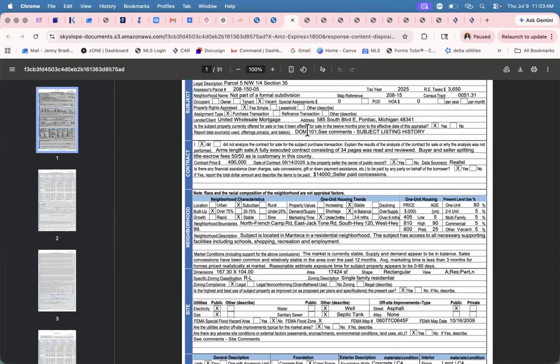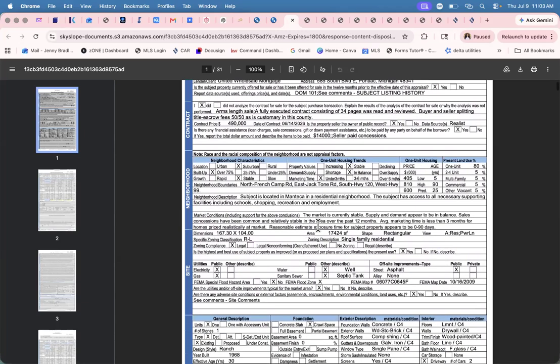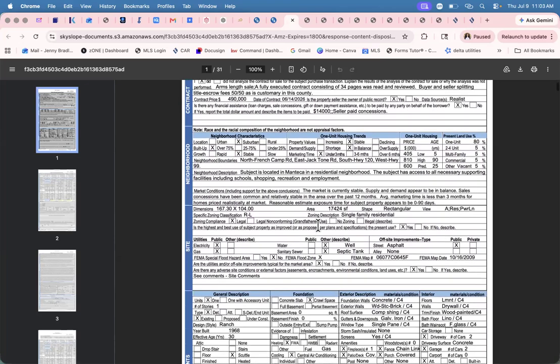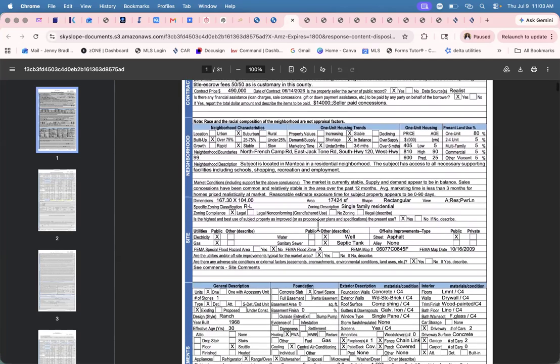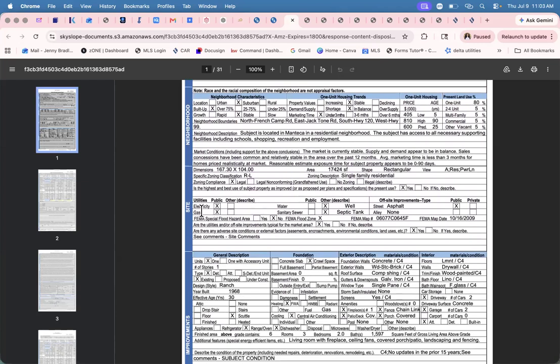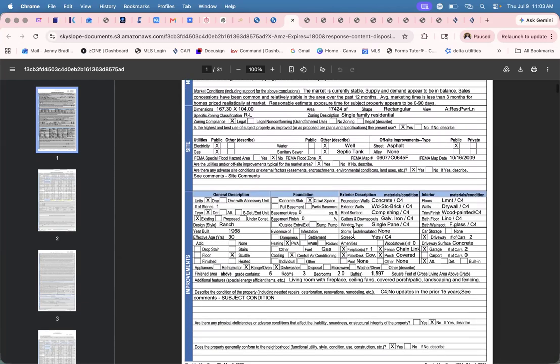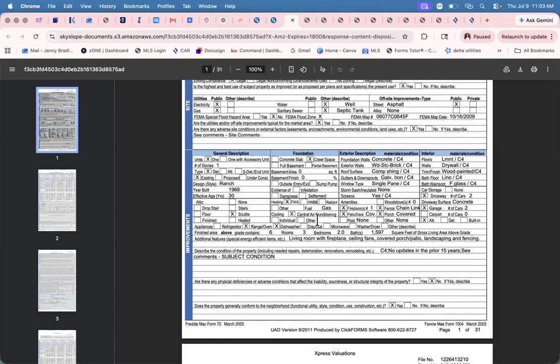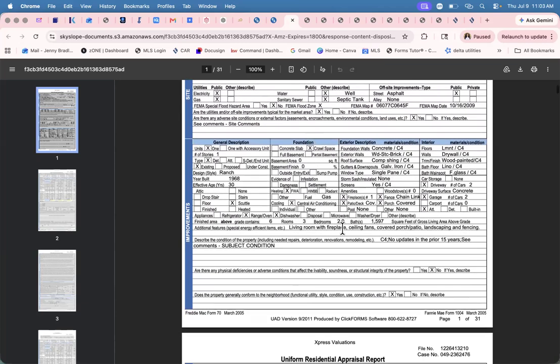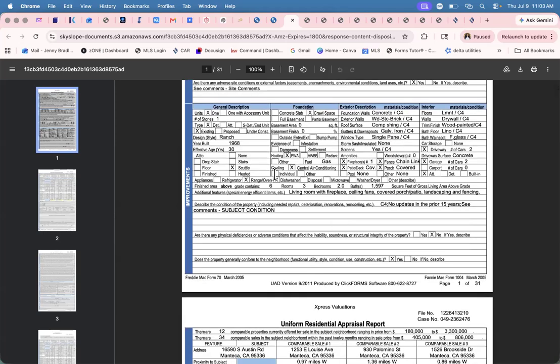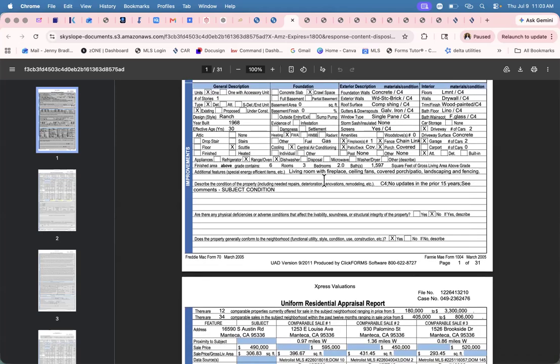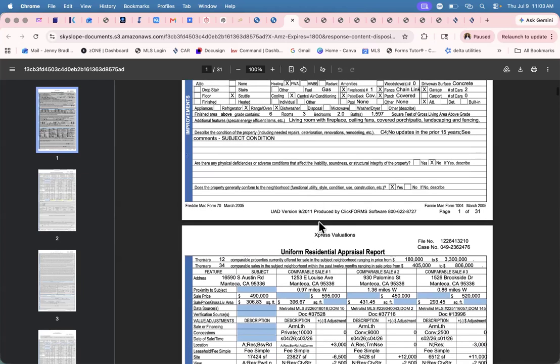So it'll even say how many days it's been on the market, see comments, subject listing history, and it'll even give you the comparables, okay? So it has all the information about the house. It's a well, it's a septic tank. Flood zone X. See foundations and crawl. So it has all the information here about the house. All right. Additional features. Okay. Subject condition. Updates. All right.